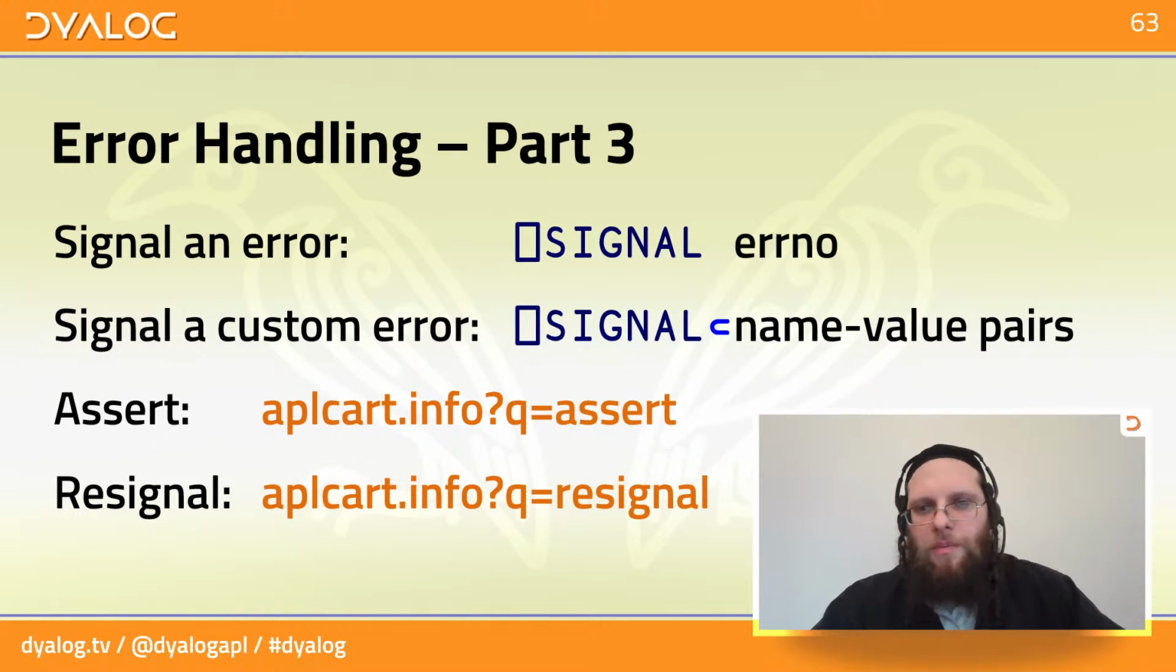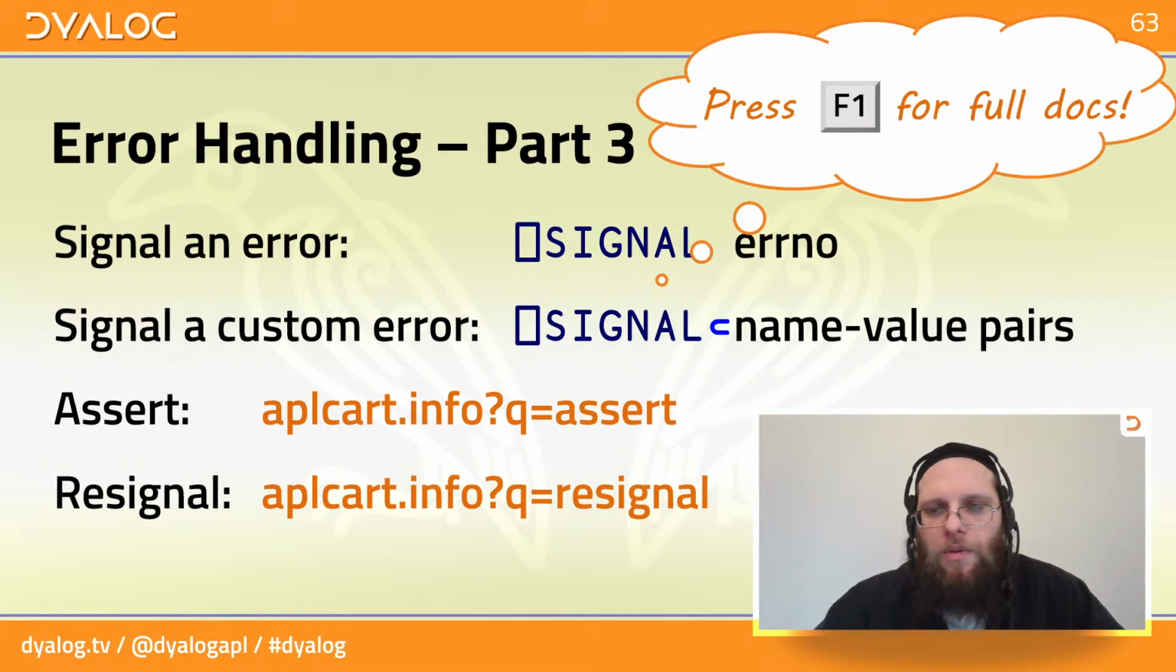Meanwhile, here's a summary of the things that I went through today. There is the quad signal function. That's the only new function we use today. And it can either take an error number or a bunch of name-value pairs packaged into a scalar. We've seen the usage using Assert and Resignal, which you can find on Apple Cart. And you can get all the details of quad signal by typing quad signal into your APL session and pressing F1.